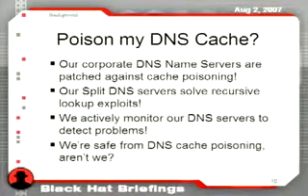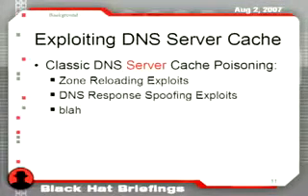So, poisoning my DNS cache: a lot of people say, well, wait a minute, this went around 2 years ago, and our corporate DNS server is all patched against cache poisoning. We've got split DNS servers, so recursive lookups don't really have a problem. And we actively monitor DNS servers, and hey, we're safe, aren't we? We've been doing this, and we should be safe. And I guess the answer is, well, yes, the classic DNS server poisonings were zone reloading exploits, response spoofs, and things like that, and those servers are pretty safe.